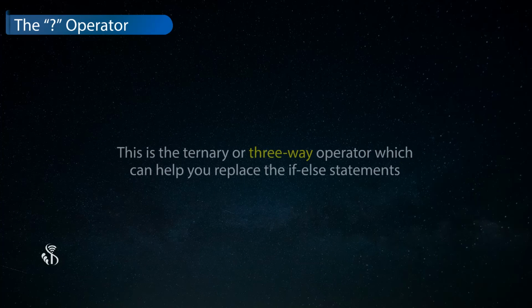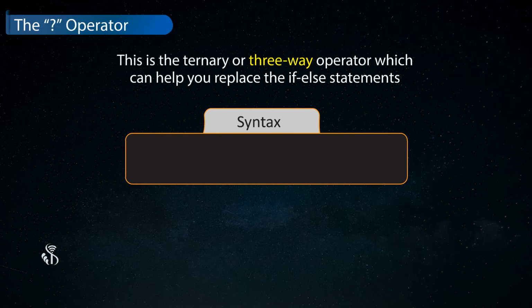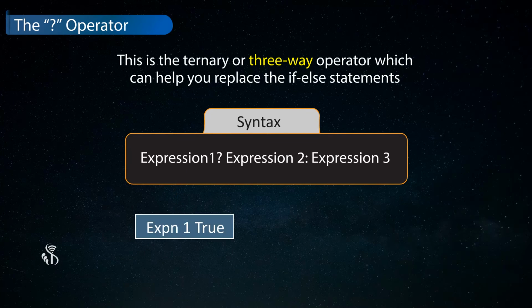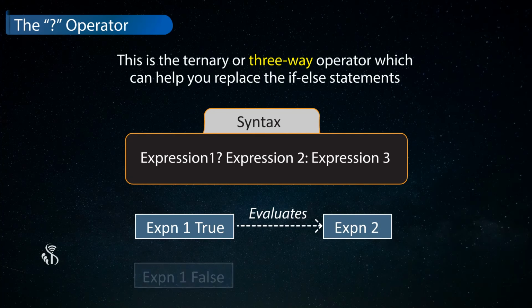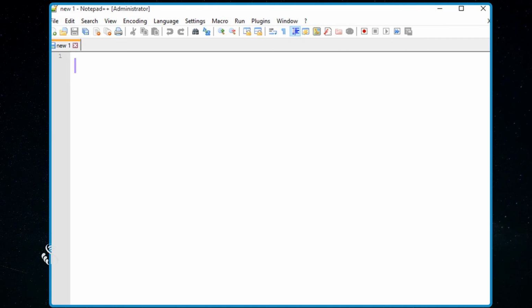The question mark operator. This is the ternary or three-way operator which can help you replace the if-else statement. The syntax is as shown on the screen. Expression 1 question mark, expression 2 colon, expression 3. The first expression needs to give a Boolean value. If expression is true, then the control evaluates the expression 2. If the first expression is false, then the third expression is performed. Let us learn this with a program.